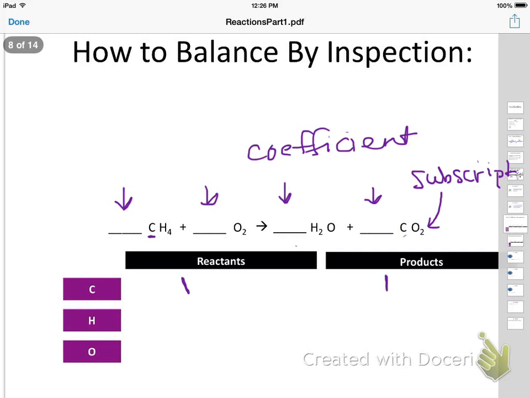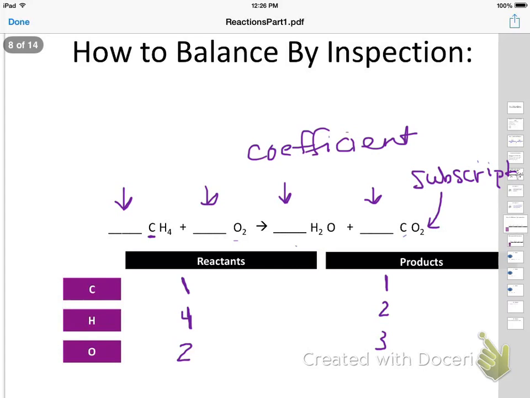We're going to look at hydrogen. In our reactant side, that's on the left side of the arrow, we have 4 hydrogen. On our product side, we only have 2 hydrogen. Oxygen, in our reactants, we have 2 oxygen. In our products, we have 2 in the CO2, and then we have 1 in the water. So we have a total of 3 oxygens.